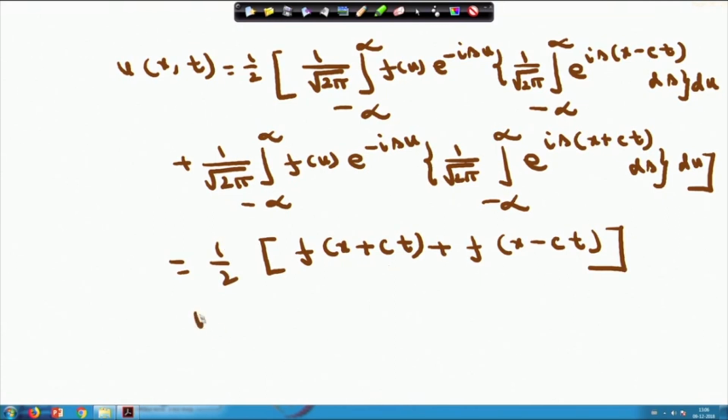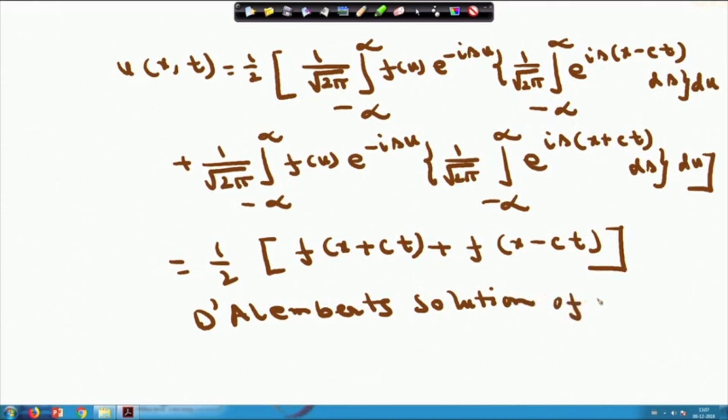This solution we call D'Alembert's solution, D'Alembert solution of wave equation, because the equation which we solved is the wave equation. This type of solution, half of f of x plus c t plus f of x minus c t, is known as D'Alembert solution of wave equation.